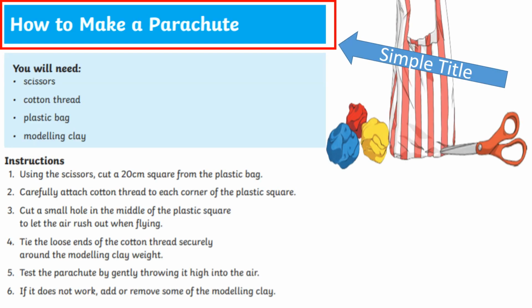Procedures always have simple titles. If you are telling someone how to replace the chain on their bike, it's called How to Change Your Bike Chain. If it's a fudge brownie recipe, you call it Fudge Brownie Recipe.